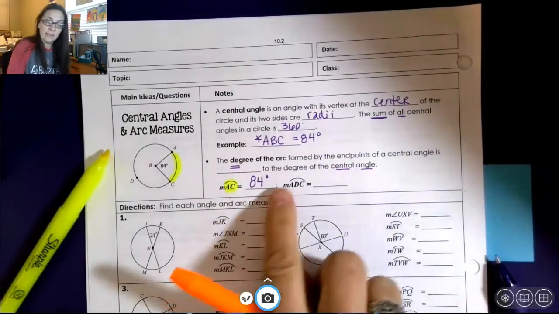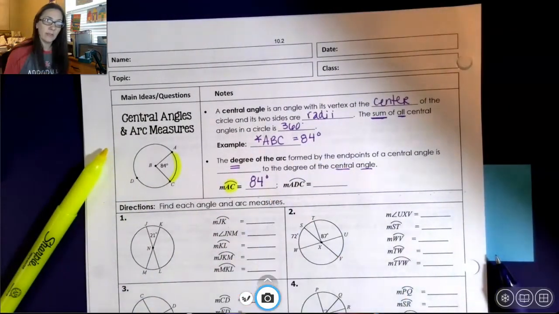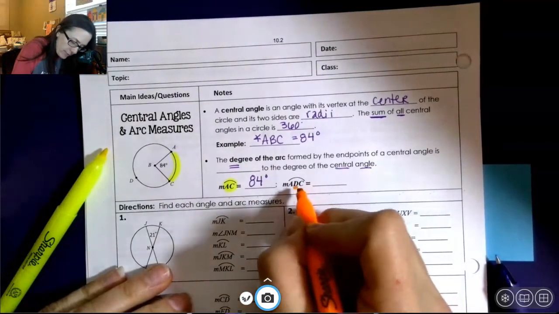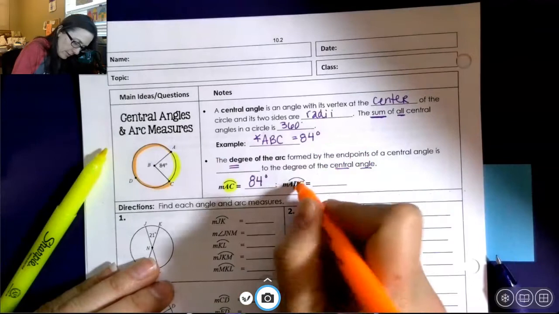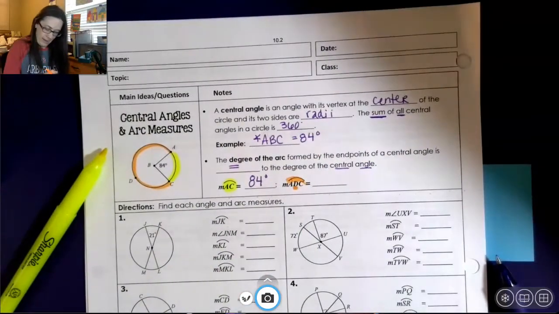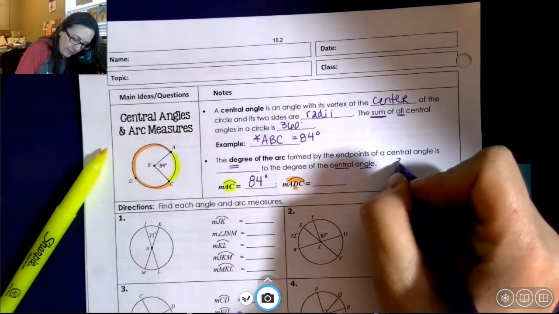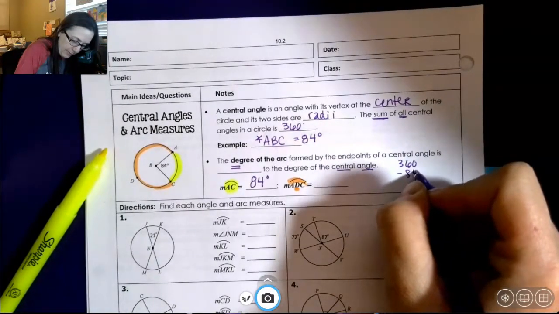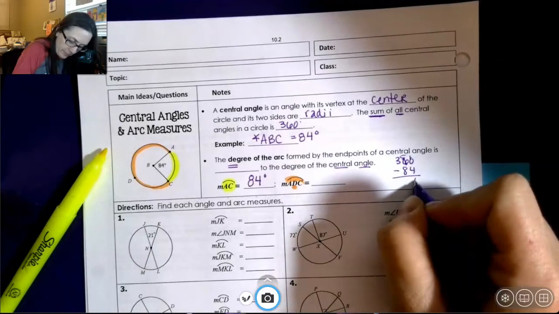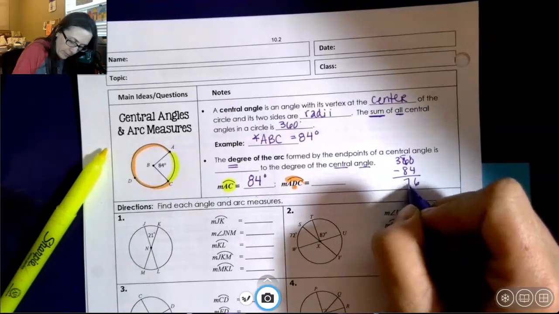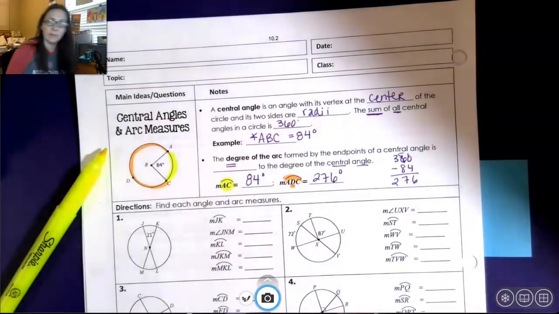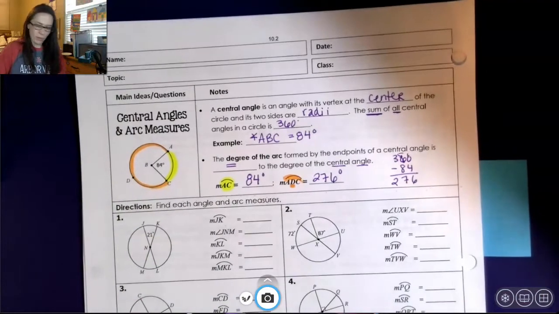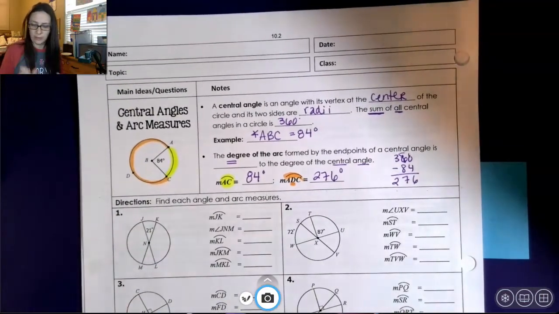Now, if I wanted ADC, notice I have three letters, and we talked about this in our definition last set of notes. ADC forces me to go this direction to get from A to C. So this is my orange one. ADC is going to be 360 minus 84, and I get 276 degrees. There we go. Okay, so that is pretty much the entire idea of what we're doing today.